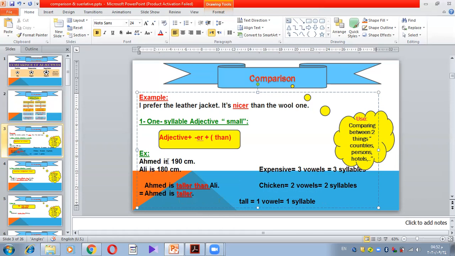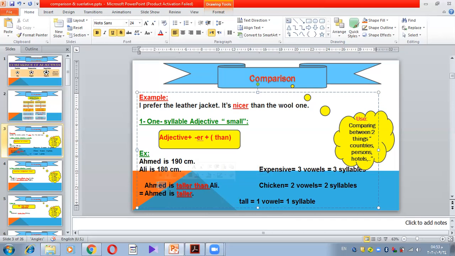As we said, Ahmed is 190 and Ali is 180. I want to compare between both of them. So I'm going to say what Ahmed is. The adjective is tall. Tall consists of how many pronounced vowels? One, so it's one syllable. So we shall add what? Er to this adjective: taller. And because I have Ali, I'm going to say taller than Ali.